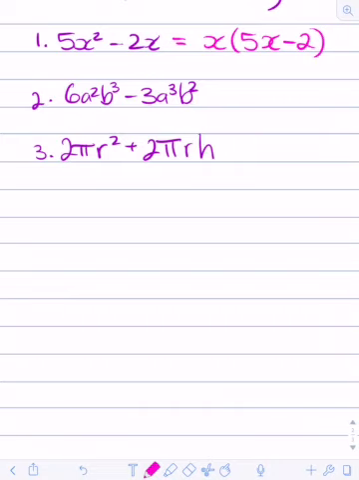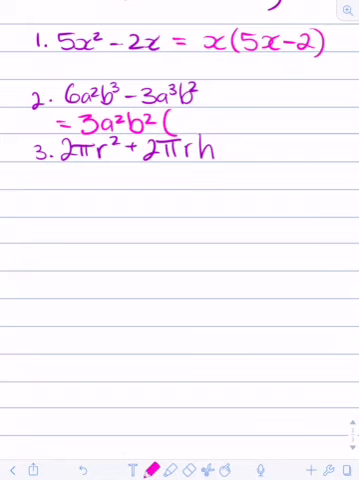Let's look at the next one. With the next one, 6 and negative 3. 6 and negative 3 both share the factor of 3. 3 times 2 and 3 times 1. So you can put 3 there. Now, we have a squared and a cubed. They both share a, but the lowest index one is a squared. And they have b cubed and b squared. And the lowest index one there is b to the power of 2. Now, our highest common factor for both those terms is 3a squared b squared.